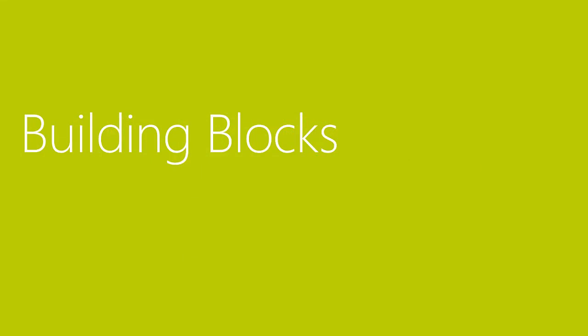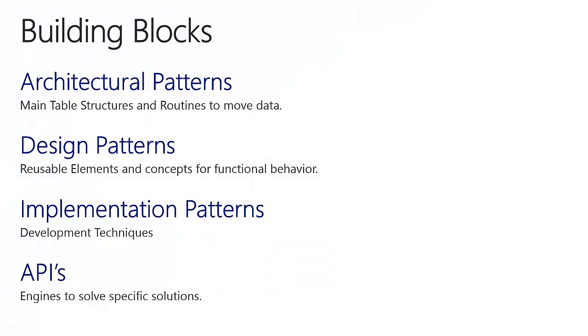When it comes to making solutions in Microsoft Dynamics NAV, we cannot just start coding away. Dynamics NAV has a long list of reusable design patterns that can be used to solve many different problems. There are different types of patterns, such as architectural patterns, design patterns, implementation patterns, and within Dynamics NAV we also have a large number of APIs. Let's look at some examples.